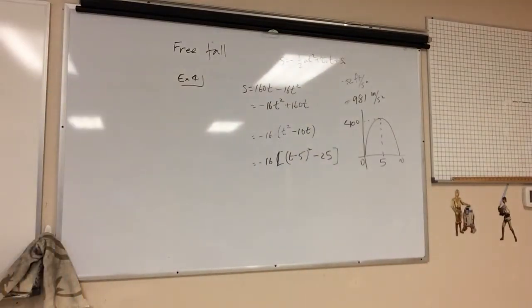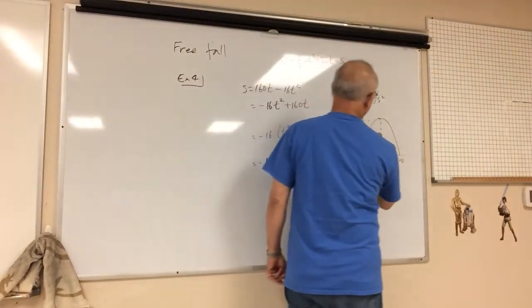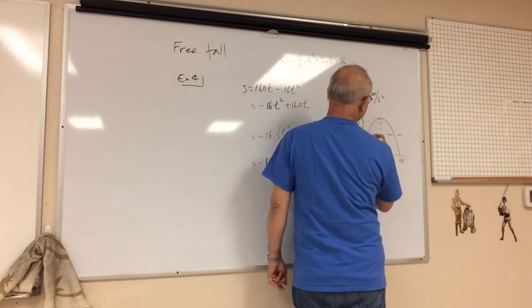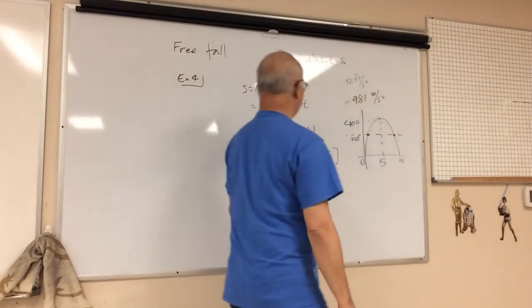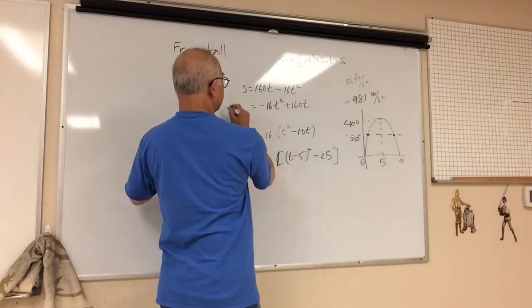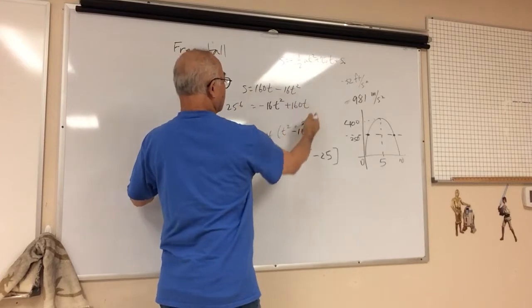B, what is the velocity and speed of the rock when it is 256 feet above the ground, on the way up and on the way down? So 256 is here. It's going to be the same on the way up and down. So we're going to put 256 here. I need to solve this, right? Yes.